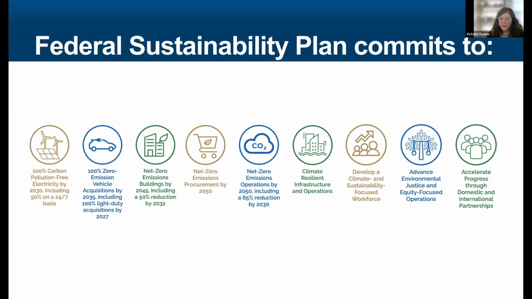But also mention the net zero operations targets as far as government organizations, climate resilient infrastructure and operations, so taking into account the anticipated effects of climate change, development of a climate and sustainability focused workforce in support of all these initiatives, advancing environmental justice, and accelerating progress through domestic and international partnerships on the sustainability plan.